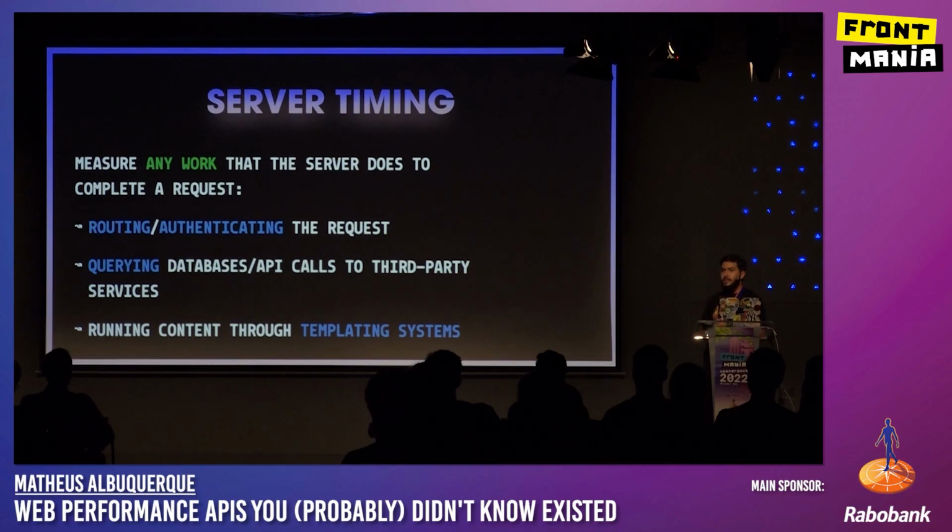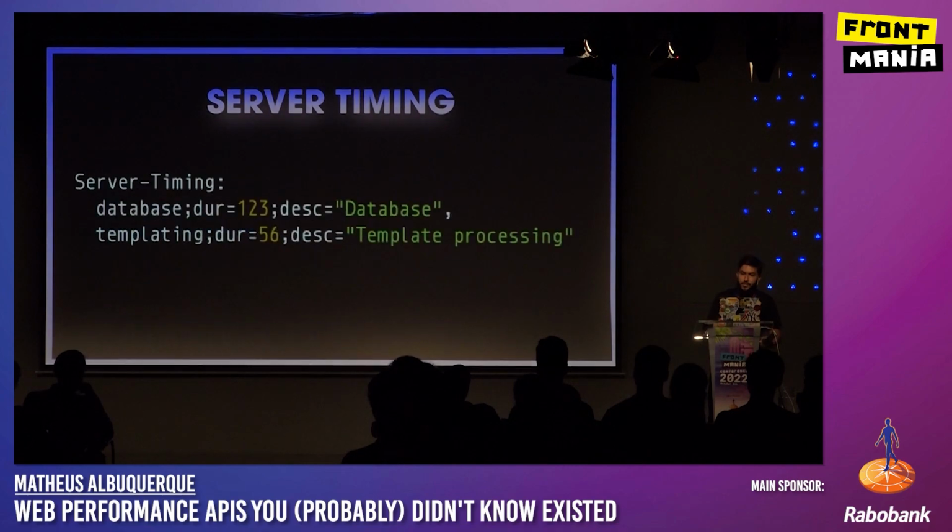The last one in this group is server timing. So basically, it's something that we can use to measure things happening on the server, like long tasks happening on the server. This could be, for example, some routing or some authentication happening for requests, or when we are querying databases or querying external services, whatever, anything that might take a long time in the server. We use this API via HTTP headers. So this is the syntax. We have one metric, then we pass its duration and then some description.